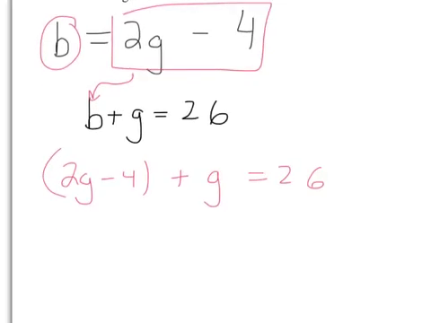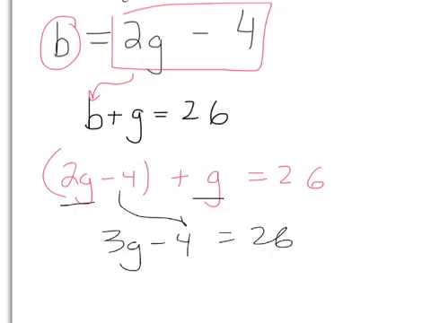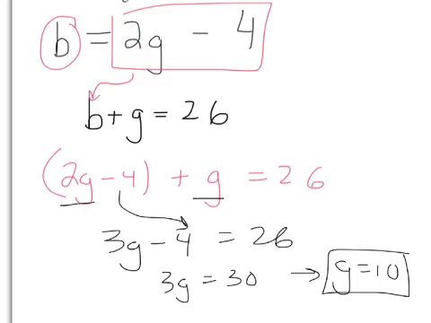Continuing, let's combine like terms. 2g and g is 3g minus 4. That's 26, the minus 4 carries down. Adding 4, we get 3g equals 30. So there are 10 girls in the club. Well, it says how many students of each gender, so we have to figure out how many boys there are. If there's 26 total and there's 10 girls, there must be 16 boys.